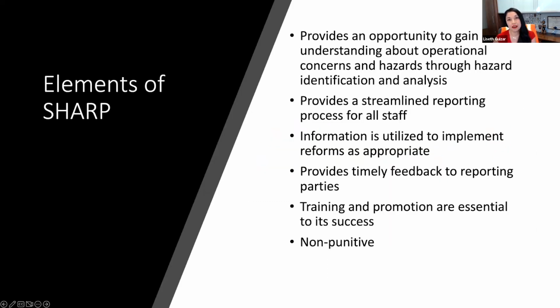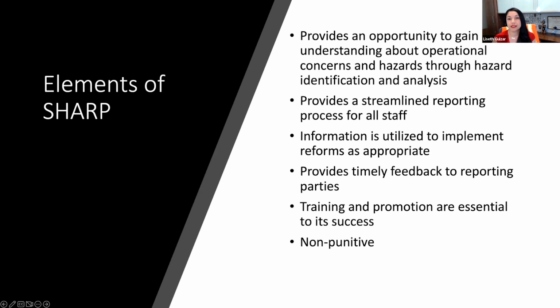So some of the elements of our ESRP: it provides an opportunity to gain understanding about operational concerns and hazards through the hazard identification and analysis. It provides a streamlined reporting process for all staff. This was really important because as the Department of Transportation, we are not only the Big Blue Bus, but we are also city parking and mobility. And so we wanted to provide a way for all employees to be able to report any hazards or safety concerns in a streamlined manner, so that we are able to utilize this information to implement the reforms as appropriate.